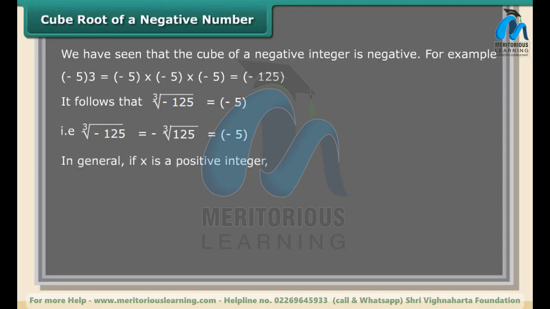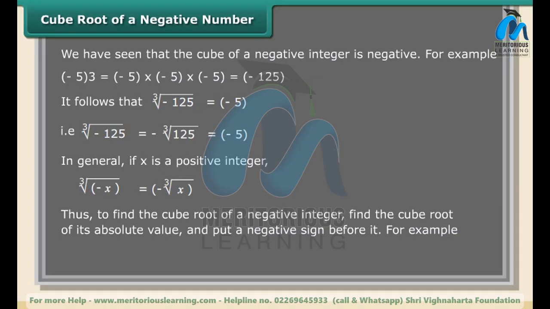In general, if x is a positive integer, cube root of minus x is equal to minus cube root of x. Thus, to find the cube root of a negative integer, find the cube root of its absolute value and put a negative sign before it. For example, cube root of minus 64 is equal to minus cube root of 64, which equals minus 4.